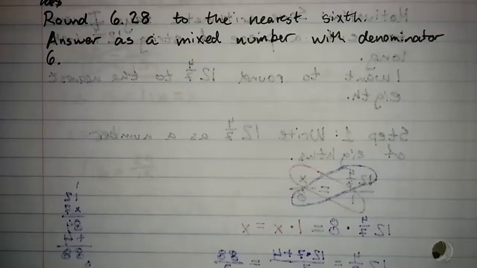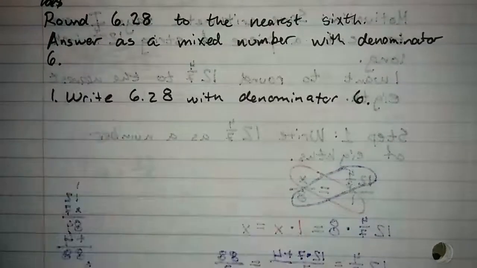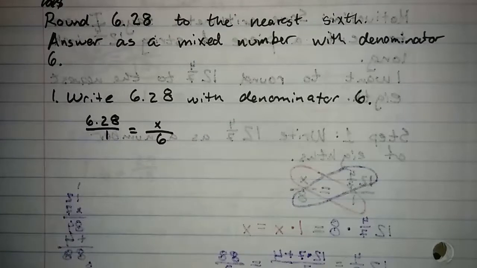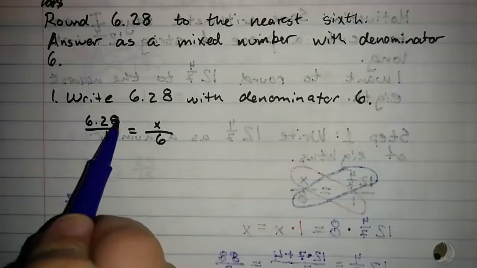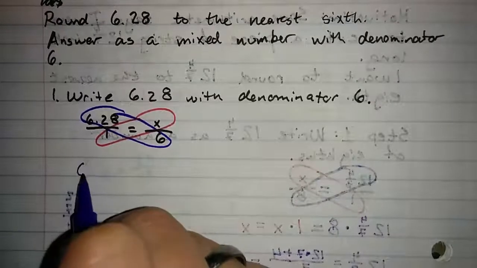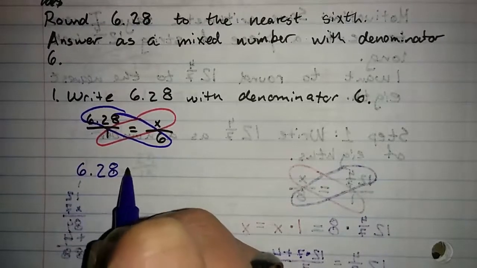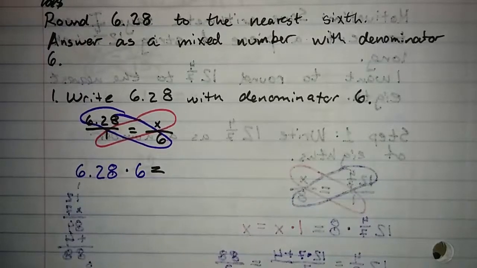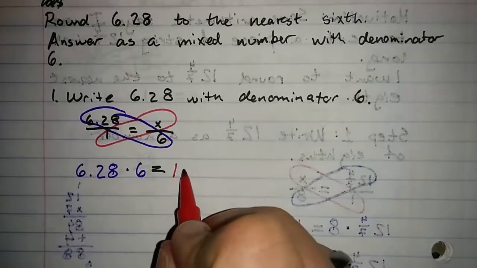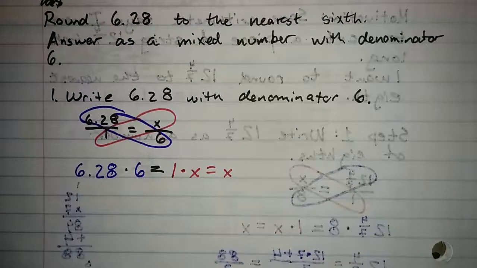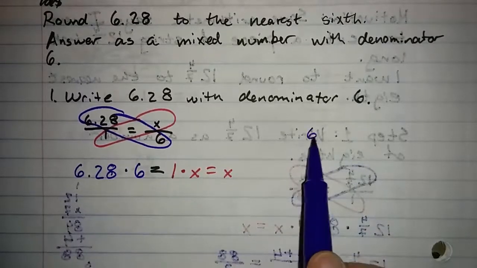Okay, so my first move is to write 6.28 with denominator 6. 6.28 over 1 equals something over 6. Now I look at the cross products. Let's see. I'll have 6.28 times 6. And that'll be equal to 1 times my unknown number. So just equal to my unknown number. I better do this multiplication.